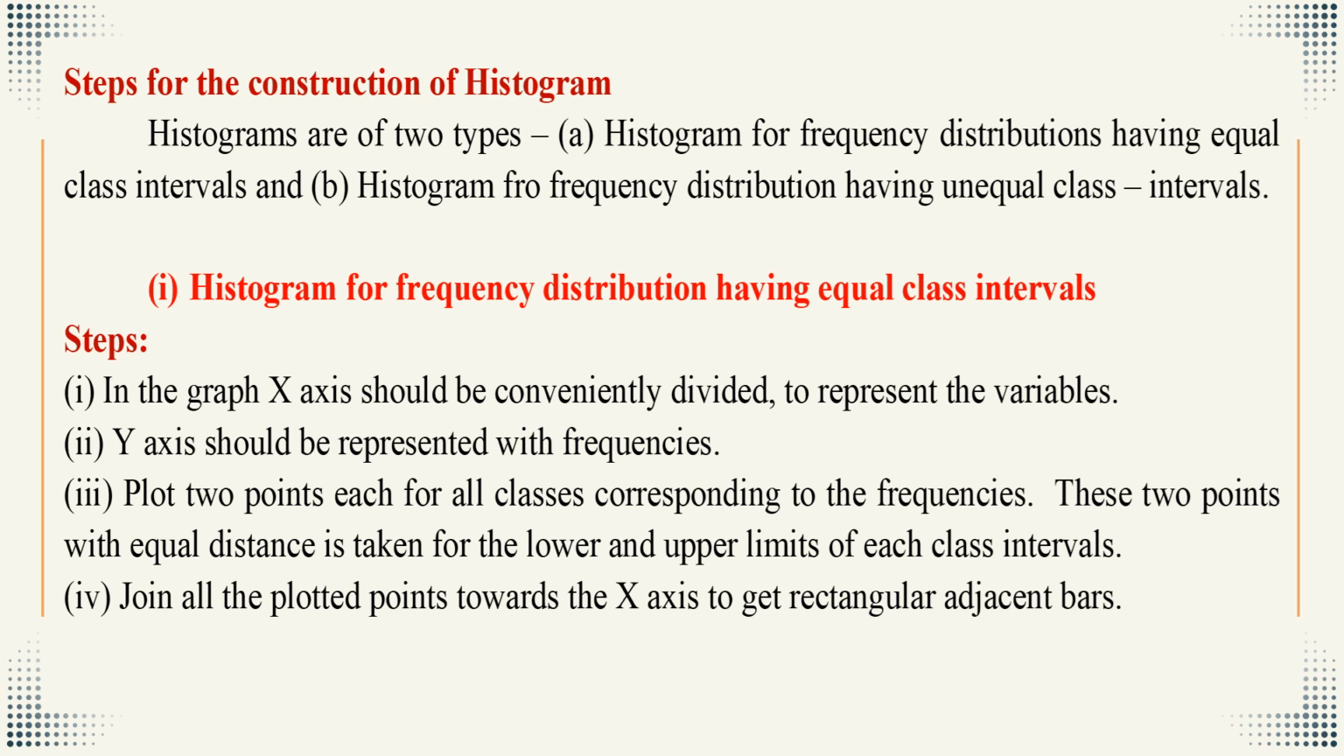having equal class intervals. Steps: in the graph, the x-axis should be conveniently divided to represent the variables. The y-axis should be represented with frequencies. Plot 2 points each for all classes corresponding to the frequencies. These 2 points with equal distance are taken for the lower and upper limit of each class interval. Join all the plotted points towards the x-axis to get rectangular adjacent bars.